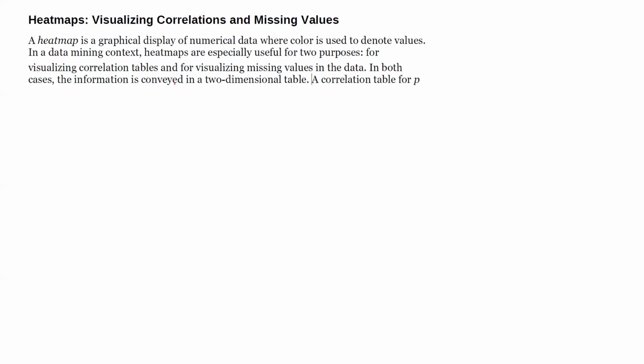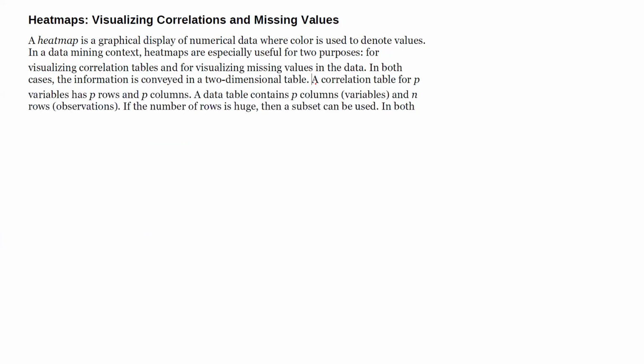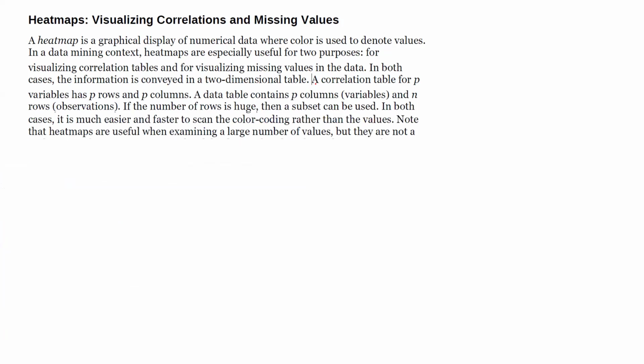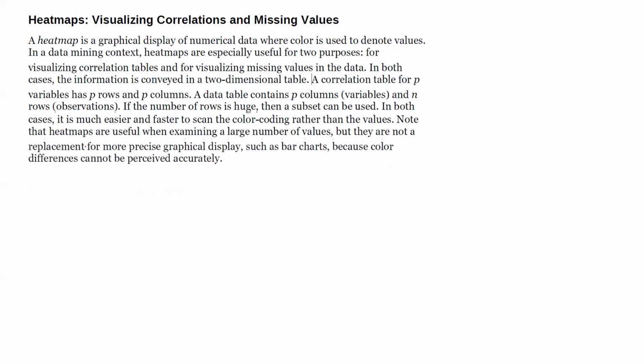In both cases, the information is conveyed in a two-dimensional table. A correlation table for p variables has p rows and p columns. A data table contains p columns, the p variables, and n rows, the observations. If the number of rows is huge, then a subset can be used. In both cases, it's much easier and faster to scan the color coding rather than the values. Note that heat maps are useful when examining a large number of values, but they are not a replacement for more precise graphical displays such as bar charts, histograms, and so on.